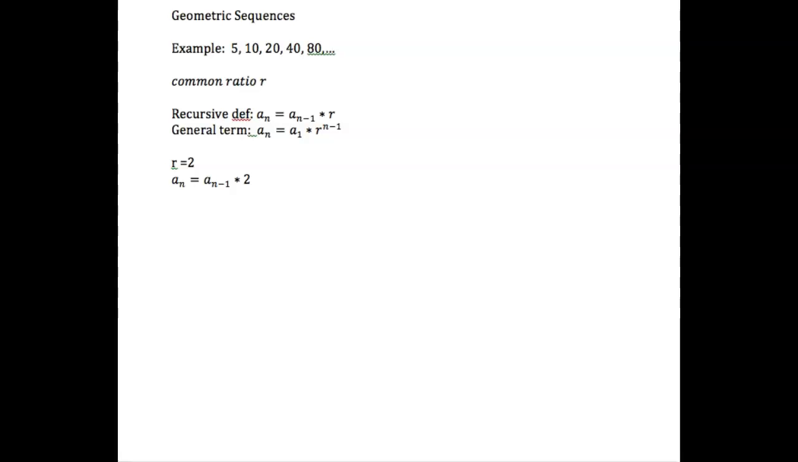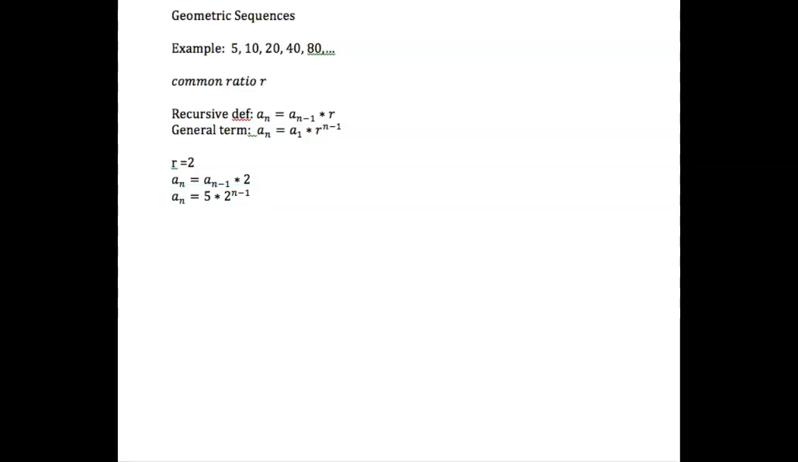For a general term, I'm going to need to know where I started from. That's the a1, the first term in the sequence. For this sequence, that's 5 times my common ratio r, which is 2. We set that up above there. 2 to the, well, if I want the nth term, I'm going to multiply by the common ratio n minus 1 times. So there's my general term for this particular geometric sequence.